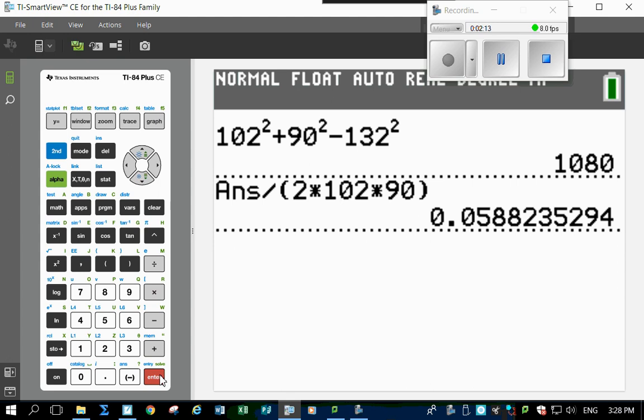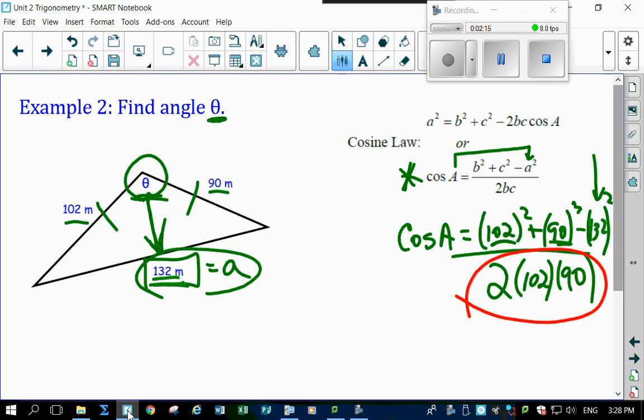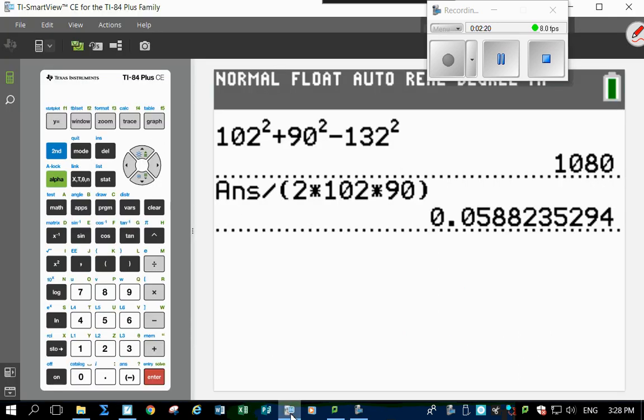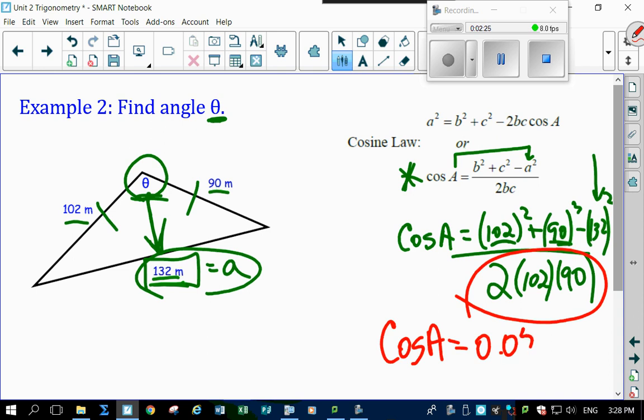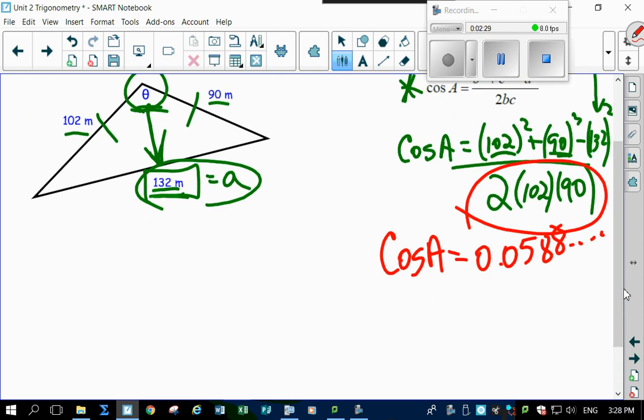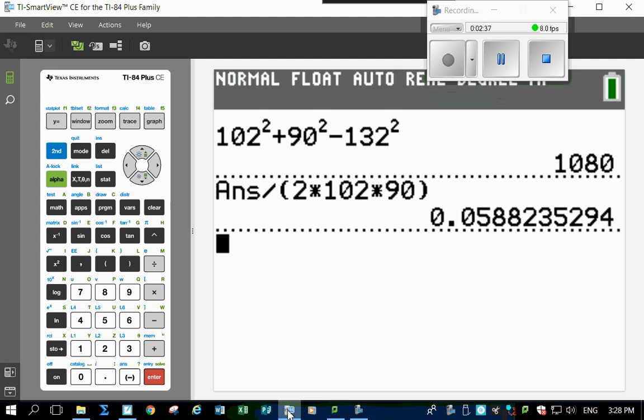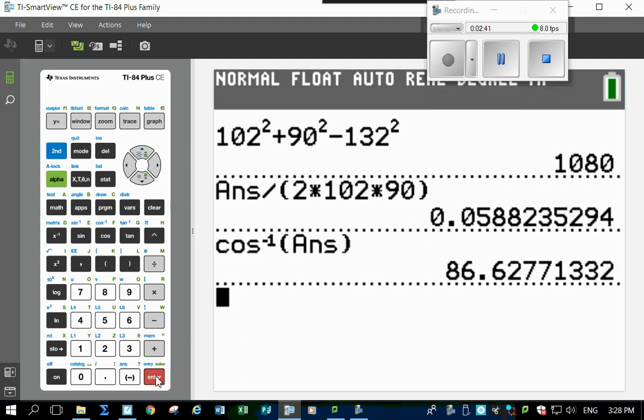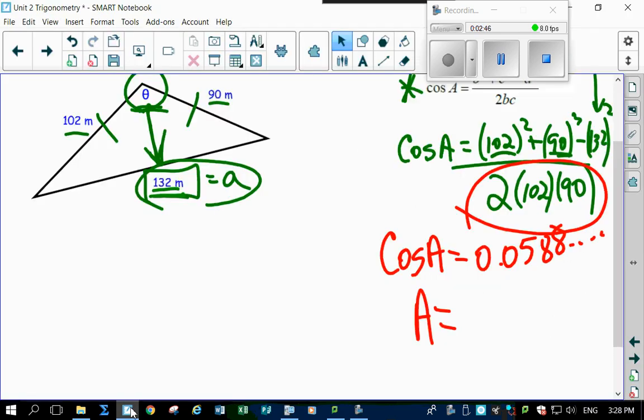So what does it mean? That means the cosine of A equals 0.0588. You're not asked to find the cosine of A. You're asked to find the actual angle of A. So how do we do it? Inverse cosine, of course. Second cos, second answer, you get 86.6 degrees. That is your answer for that.